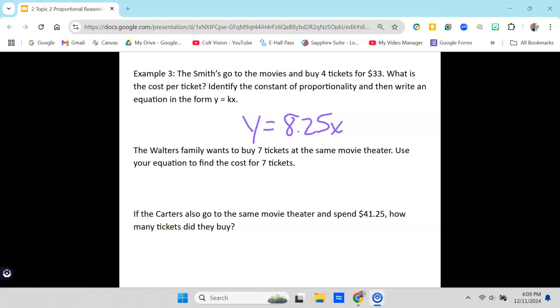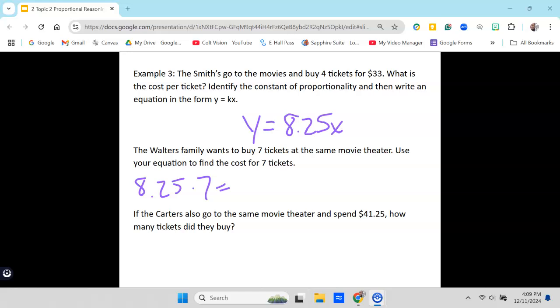So let's try that now in the next part. They buy 7 tickets at the same movie theater. You can kind of figure it out. You might just do 8.25 times 7 and get your answer, and that's true. But let me show you how you can document that you're using the equation.